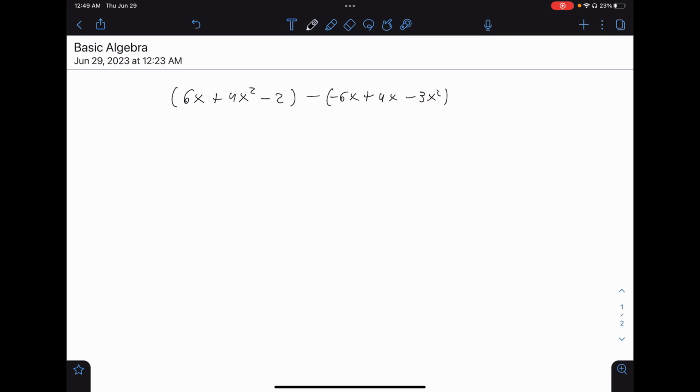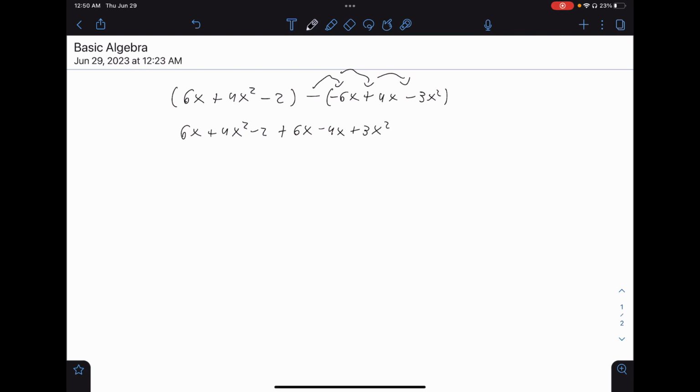So let's rewrite it. 6x plus 4x squared minus 2. And we have a bracket here, so we must distribute this in before adding these two trinomials together. So let's distribute the negative in. Negative times a negative 6, now it's a positive 6x, sorry. Negative times a positive, now it's a negative 4x. Negative times a negative again, two negatives make a positive. So now it's a positive 3x squared.